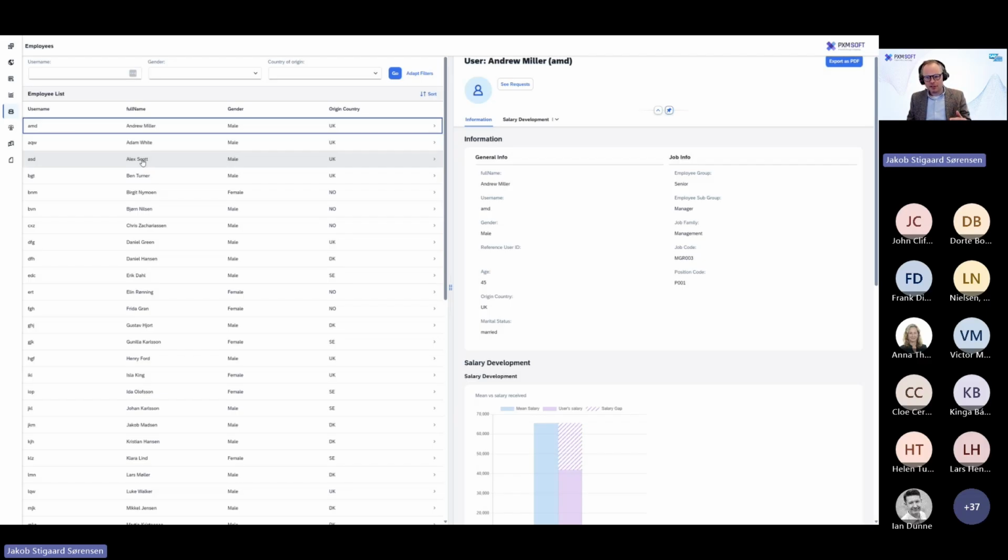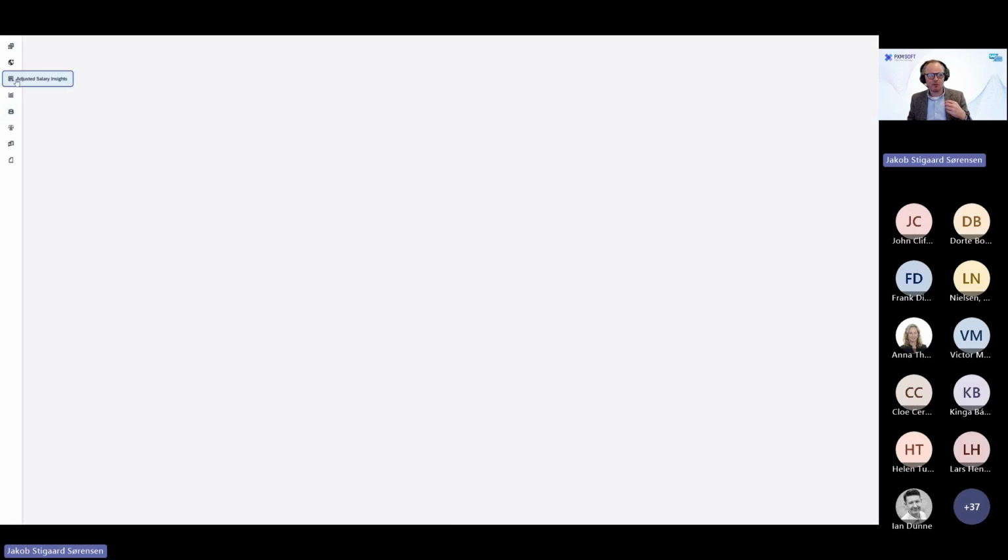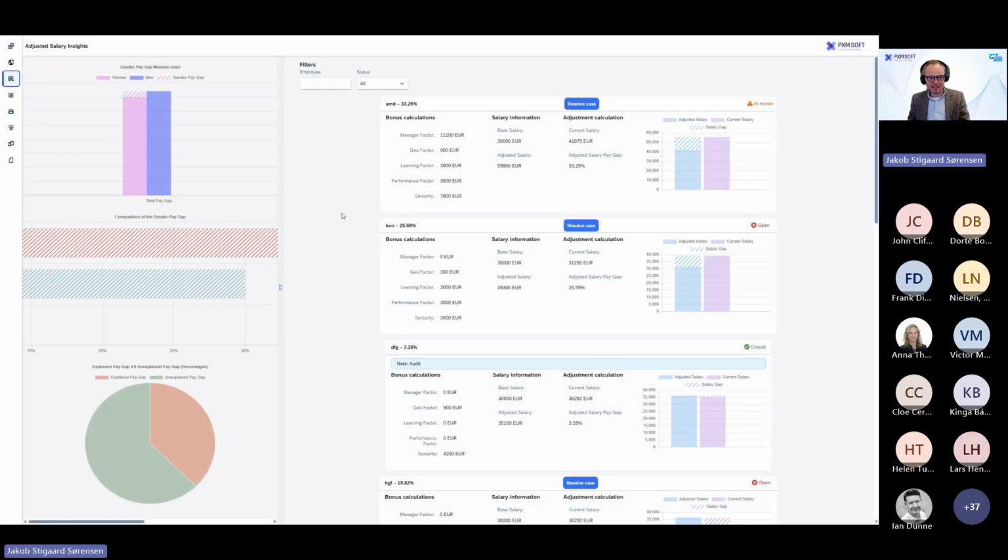The second critical element is obviously then moving from your unadjusted numbers, raw data, into the adjusted scenario. The adjusted scenario in our application is supported by two different elements. We have what we call the adjusted salary insights. What it will provide you here is a view on what's the overall pay gap across the organization. How does this stack up? What is the explainable pay gap and what's the unexplainable pay gap?